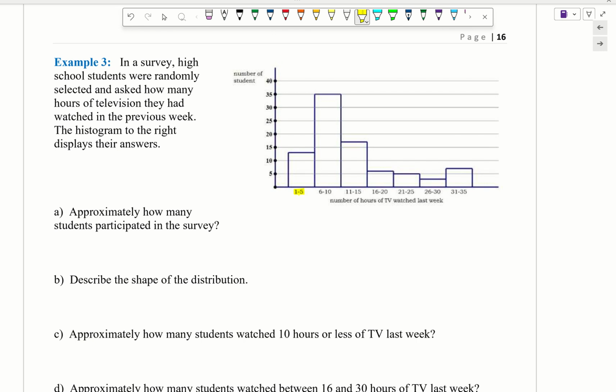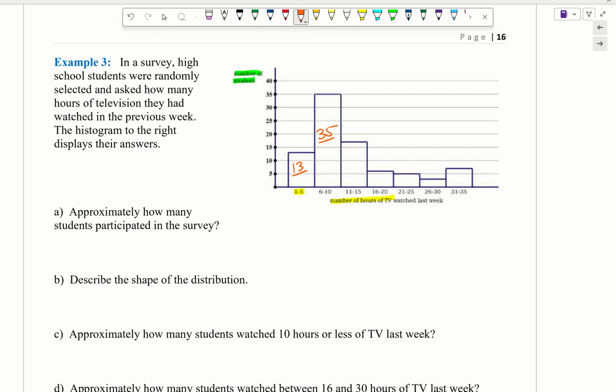So the bottom is number of hours of TV. The left-hand side is the number of students. So the height of the bar is going to represent the number of students. What I always like to do first is identify how many students fall in each category because we're going to need that information. So in the 1 through 5, the height of the bar is about 13. So we're going to say there's 13 students here. 6 through 10, right up at 35. So there's 35 students here.